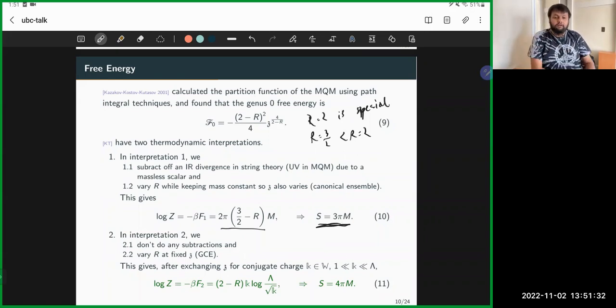Okay. In the second interpretation, they didn't do any subtractions. They just took this free energy at face value, considered it to be a grand canonical ensemble. So Z is a fugacity, not a coupling constant. And then they vary R. And then it looks very convenient when you exchange the grand canonical ensemble for the fixed charge ensemble. Go to a case where there are a fixed number of winding vortex anti-vortex pairs on the string, which is this K. And they found a free energy, which again has something special at R equals 2.